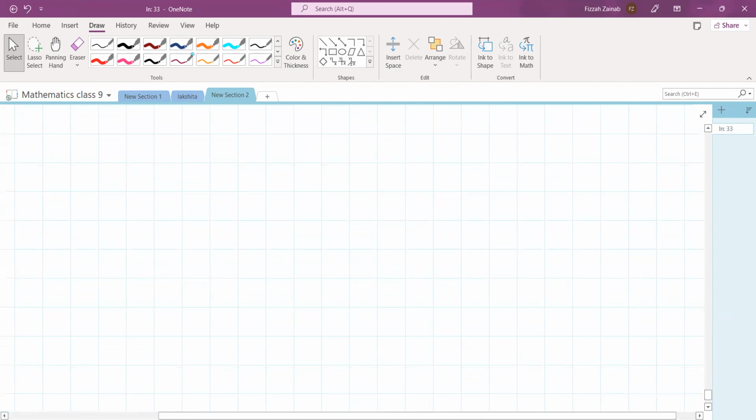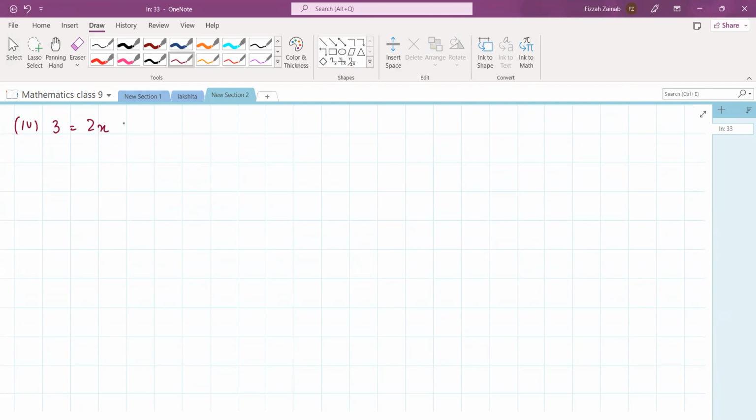Okay, let us do the fourth part also. It is 3 is equal to 2x plus y. In whatever form it is given, no problem. Just find out the value of y from here. So you can do 3 minus 2x is equal to y, and just write it this way: y is equal to 3 minus 2x. No problem.